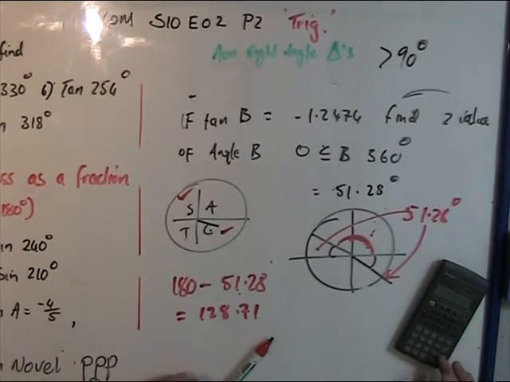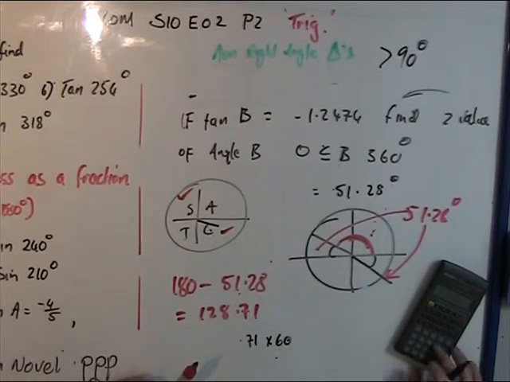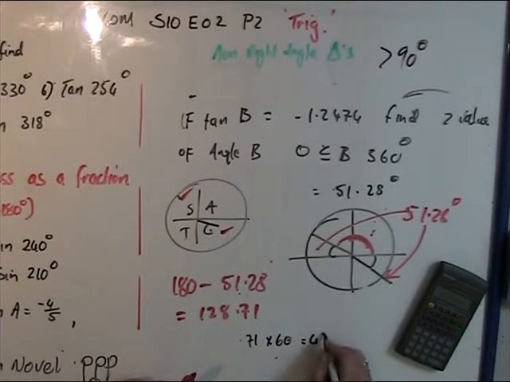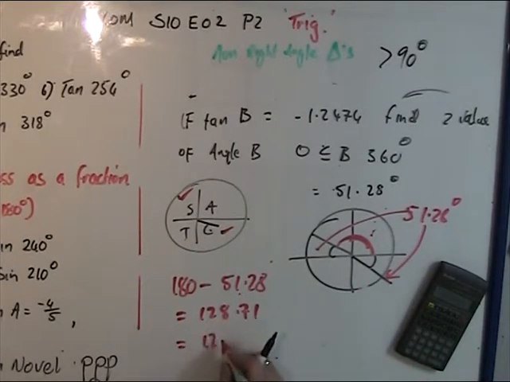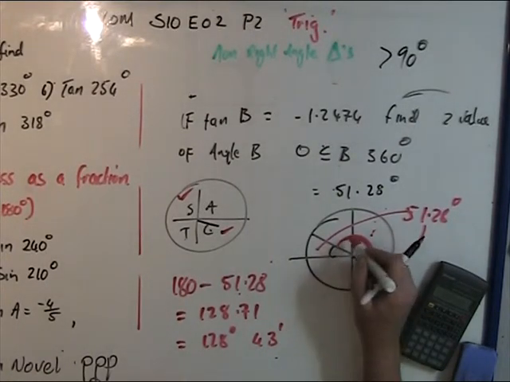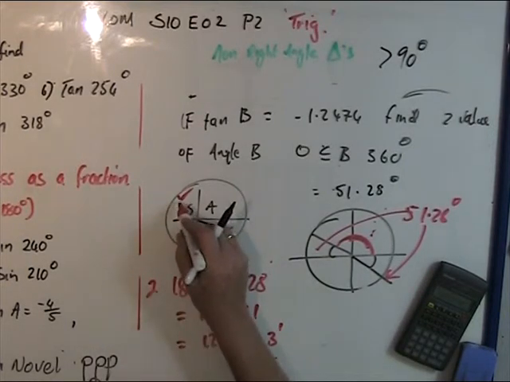Okay, I'm going to change that to degrees. I take away 128 and I'm left with this, and then I multiply that by 60, and it's 43. So this is 128 degrees and 43 minutes. Now that's that angle there. That's the second quadrant angle, this one here.